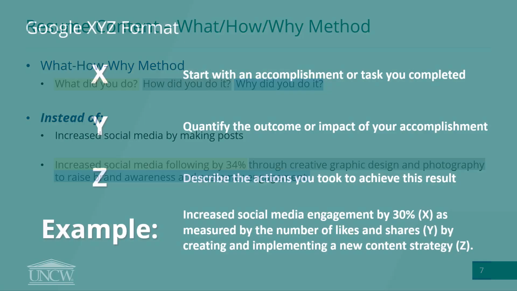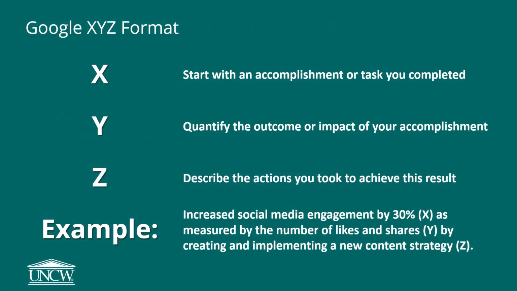The Google XYZ format is the next one, and this one is quite popular, particularly among tech people and those who have strong quantitative jobs. So those jobs that are strong in numbers or have KPIs, key performance indicators or metrics that are very numbers focused. In this format, you're going to start with an accomplishment or task you completed. You're going to quantify the outcome or impact, and you're just going to describe the actions you took to achieve the result. So again, it's very similar to the previous one, right?